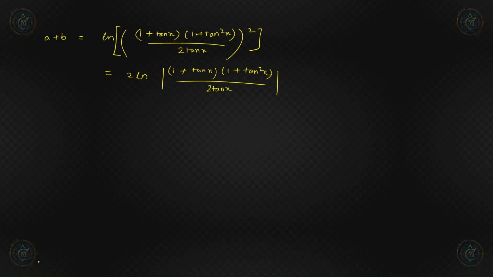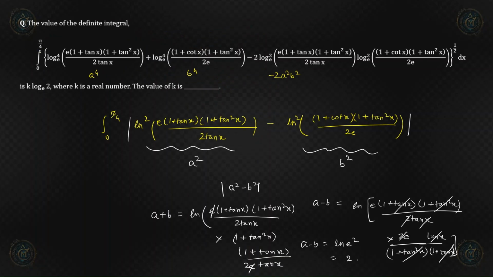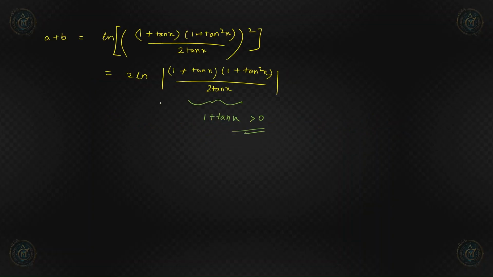And what will be this modulus here? This modulus will simply open with positive sign. Why? Because 1 plus tan x is positive in the given interval 0 to pi by 4. And also 2 tan x divided by 1 plus tan square x we can write as sine 2x, so it is 1 by sine 2x. This is also positive in open 0 to close pi by 4. So this will simply open with positive sign.